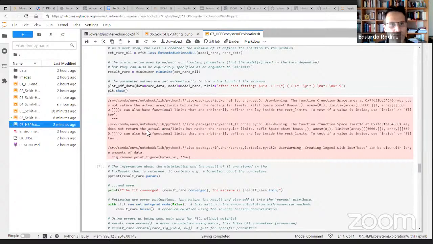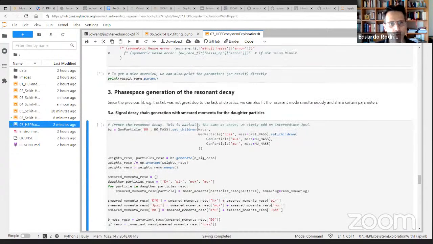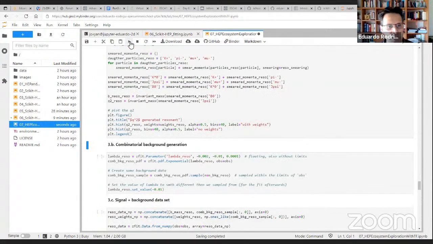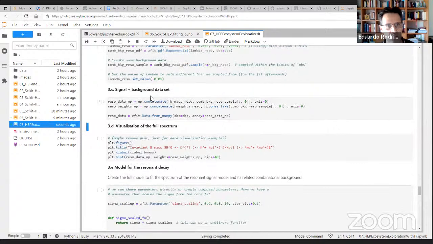Okay. Now I'm doing the same for the resonant mode, where instead of having a K star mu mu, we actually have K star J/psi going to mu mu, and this is a decay mode that has a much larger probability, and hence you can use that, as I mentioned, as a normalization channel. This is mimicking exactly the same as before, but just with more statistics. Let me go quickly through that because there is nothing fancy here. You generate the data, you put them all together, you visualize it.